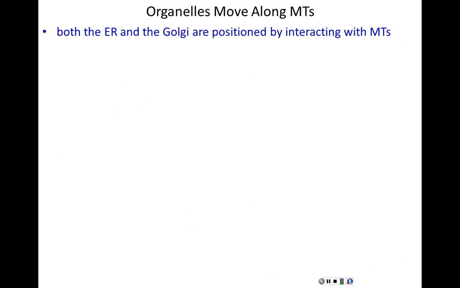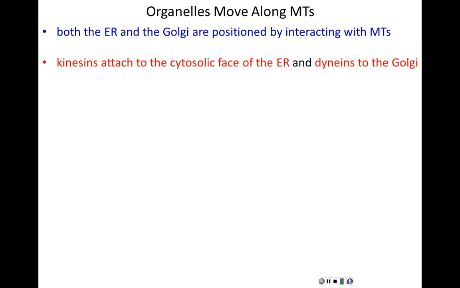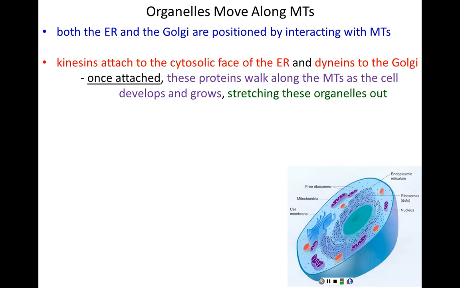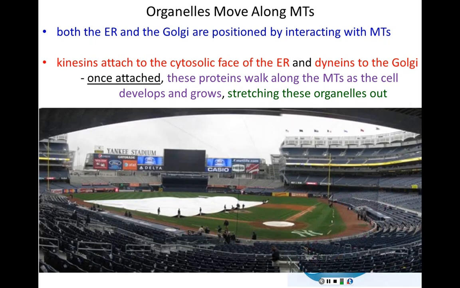So let's wrap up talking a little bit about organelle movement along microtubules. Both the endoplasmic reticulum as well as the Golgi are positioned in the cell. They have their cellular locations due to their interactions with microtubules. Kinesins, remember, attach to the cytosolic face of the ER, and dyneins attach to the Golgi. What that means is that once attached, these proteins respectively walk along microtubules as the cell develops and grows outward, stretching out their respective organelles.